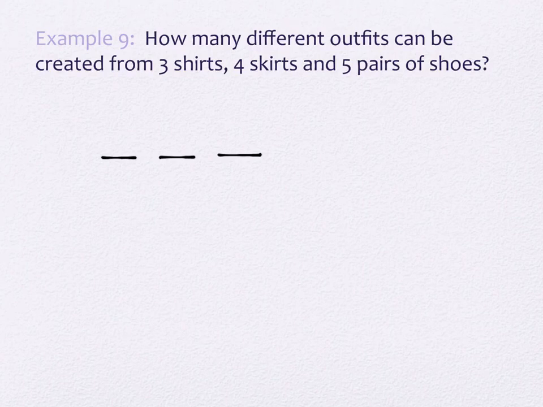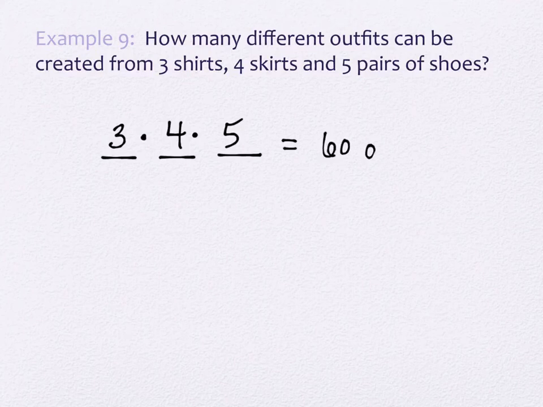I'm making a choice of shirts, and how many do I have to choose from? 3. I'm making a choice of skirts. How many skirts do I have to choose from? 4. And I'm making a choice of shoes, and how many shoes do I have to choose from? 5. And the total number of outfits is the product of those values. 3 times 4 times 5 gives you 60. This creates 60 outfits.